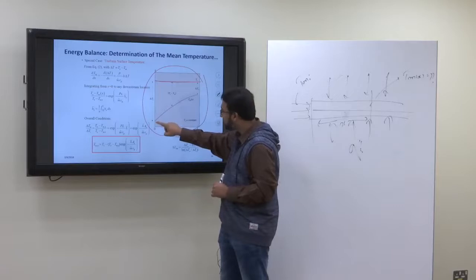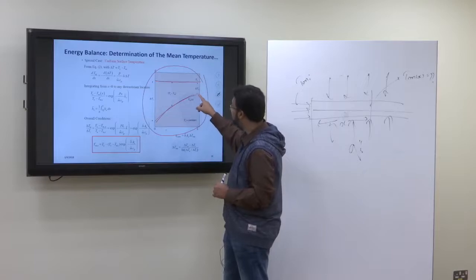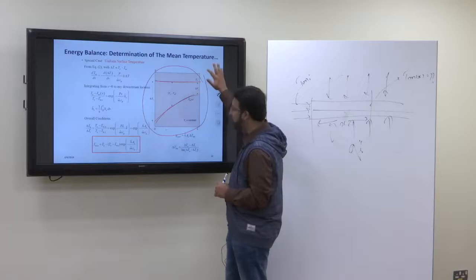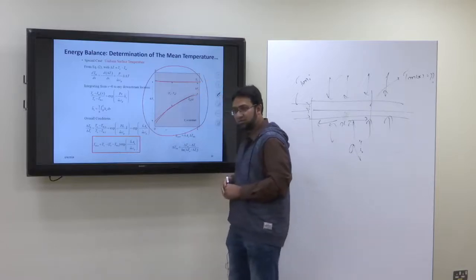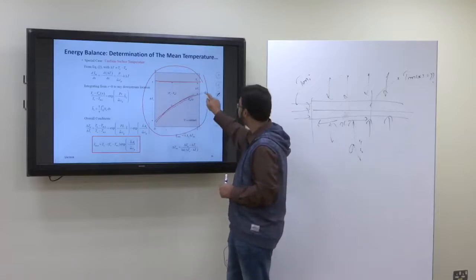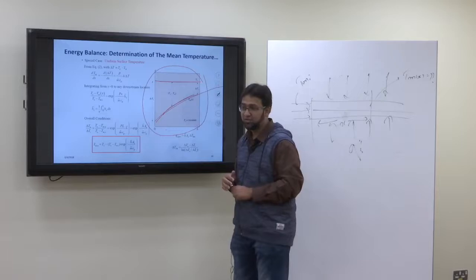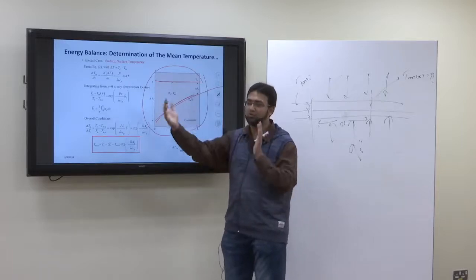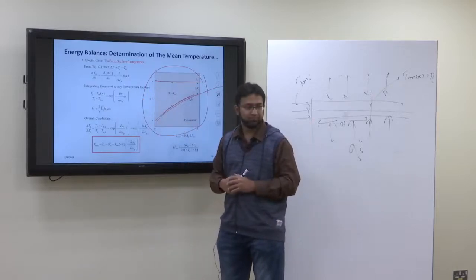But T mean will keep on rising from inlet to outlet, but at any point T mean will never be the same, or will never increase by Ts. It will always be at the lower side. So it will increase like this, but T mean will never become equal to T surface, or become very close to T surface if it is a very long pipe. Is it clear?